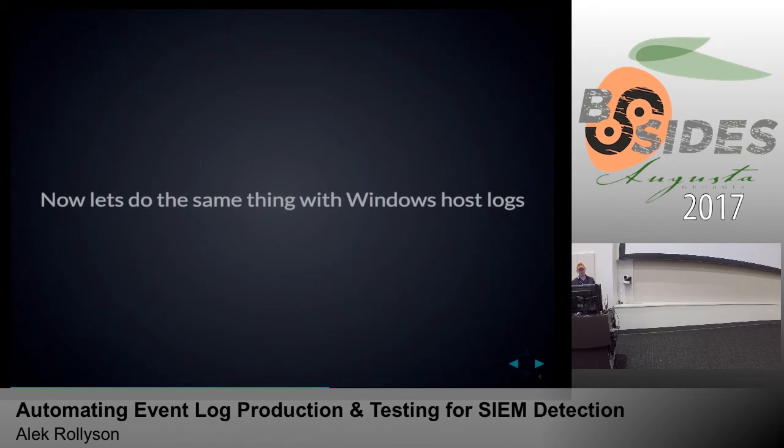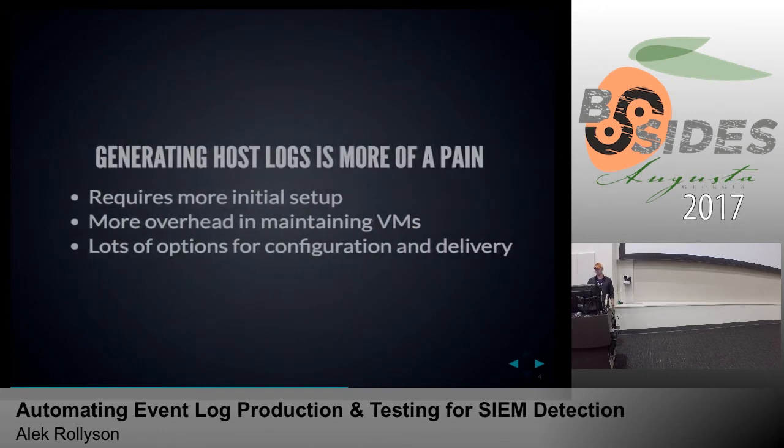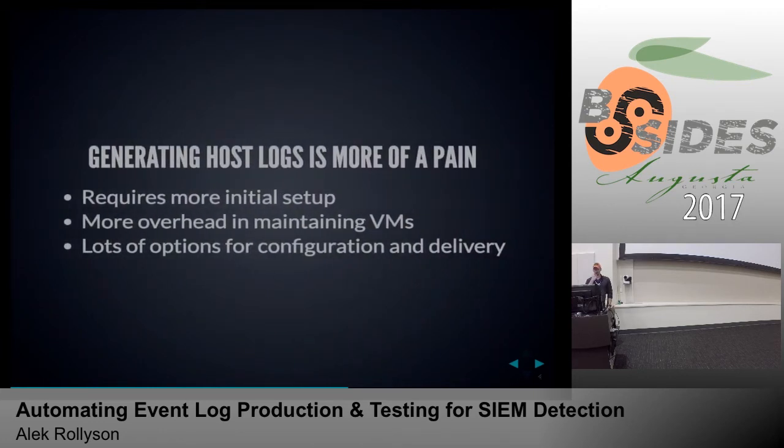So we've done that, automated away some of the pain points for network logs. Let's do the same thing with Windows logs. So host logs in general are just more of a pain. They require more initial setup. For Bro, you just apt-get or yum install Bro and run PCAPs through, and boom, you got logs. With Windows logs, you have to actually set up a VM, set up some kind of log forwarding configuration. You have a bunch of group policy settings to get all the event logs that you want, or installing sysmon on it, something like that. Just generally a lot more overhead in maintaining VMs, and there's a lot more options for configuration and delivery.